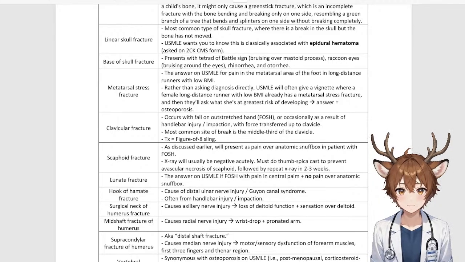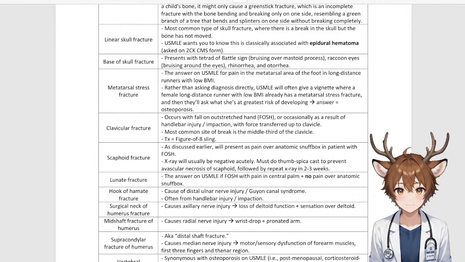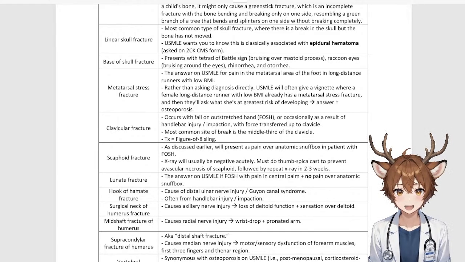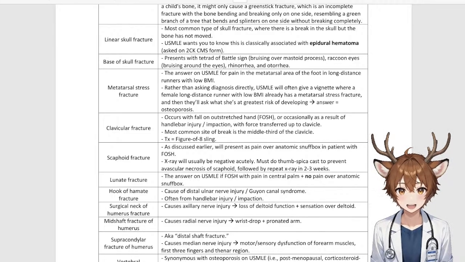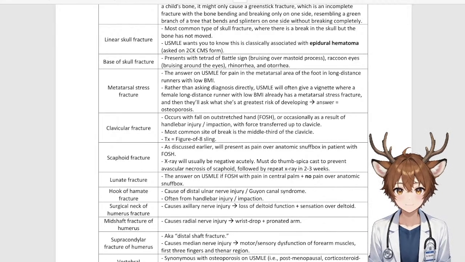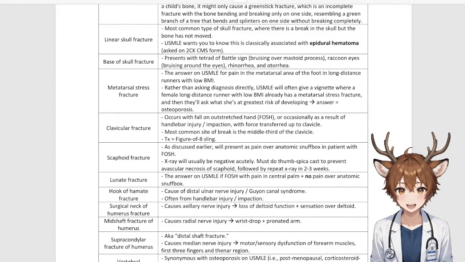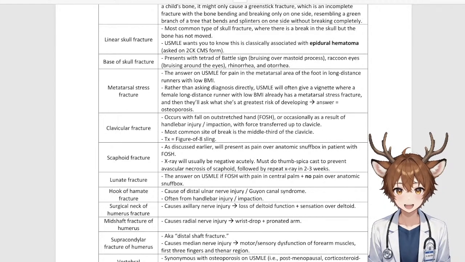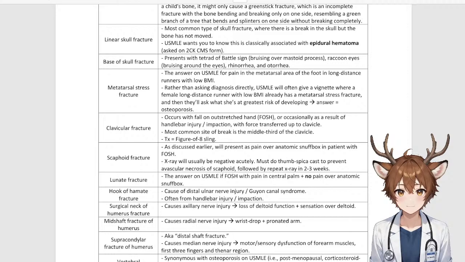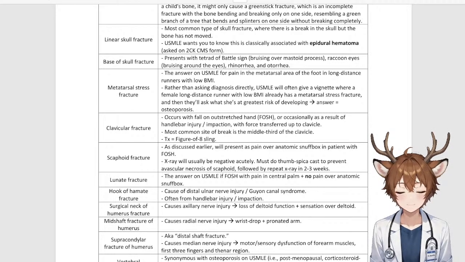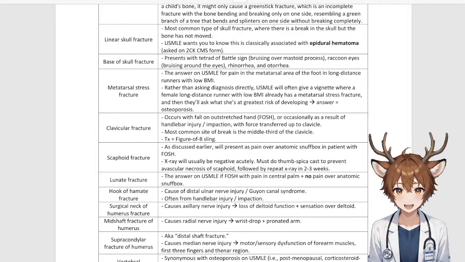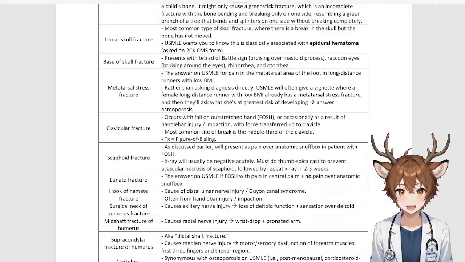Okay. Lunate fracture. Lunate fracture is the answer in USMLE if FOOSH with pain in the central palm plus no pain over the anatomic snuffbox. So if you have pain in the central palm but there's no anatomic snuffbox pain, it might be lunate fracture. Assuming that you also still have the fall on an outstretched hand issue.